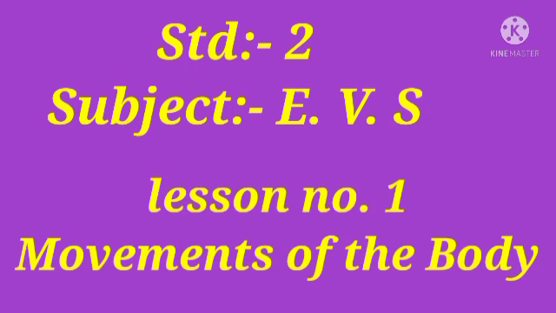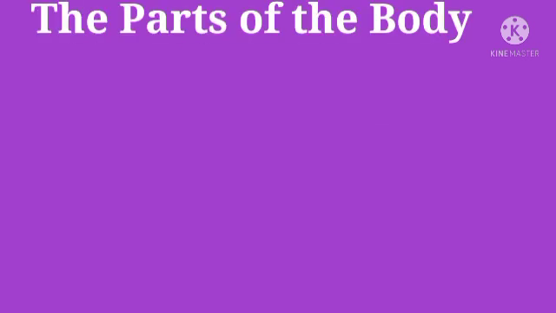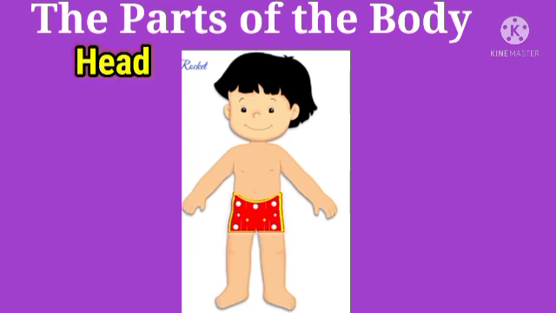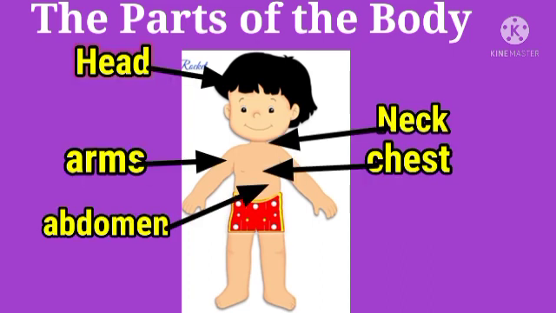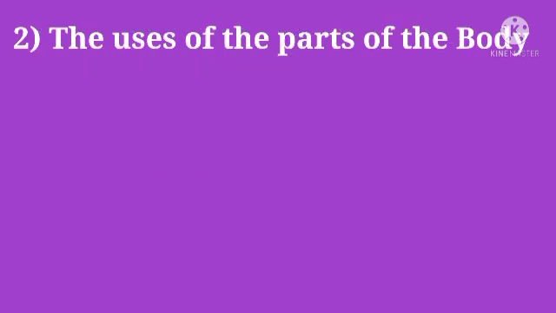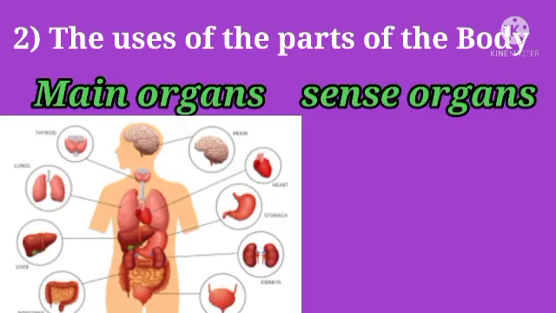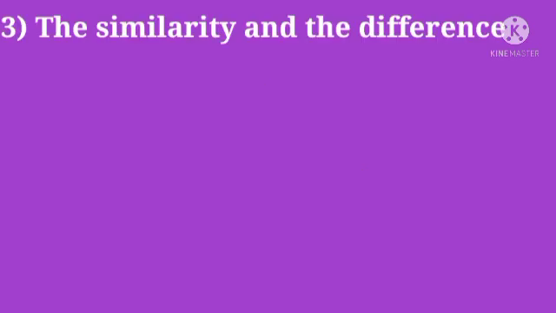So students, in the previous standard, that is first standard, we have learned about the parts of the body. Head, neck, chest, abdomen, arms and legs are the main parts of the body. Second, the uses of the parts of the body. The uses of the main organs of the body and the sense organs. Third, the similarity and the difference.